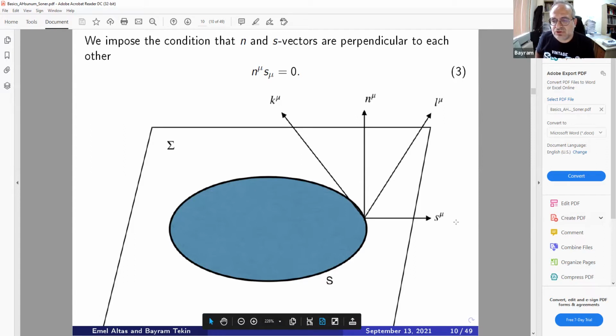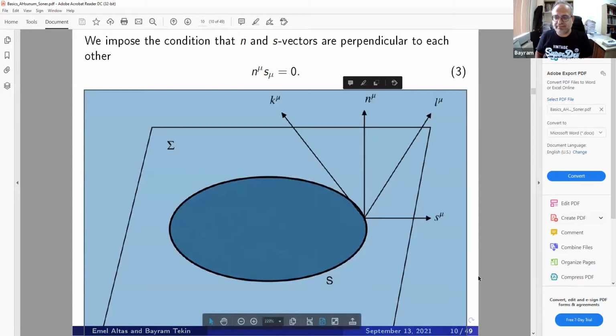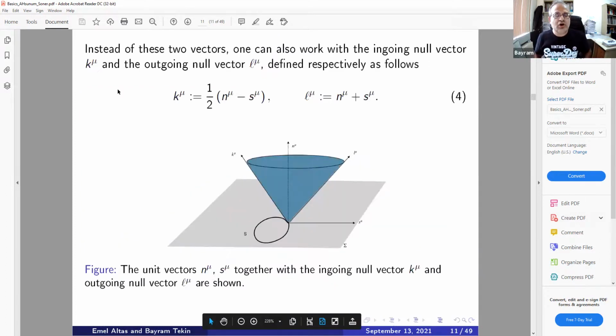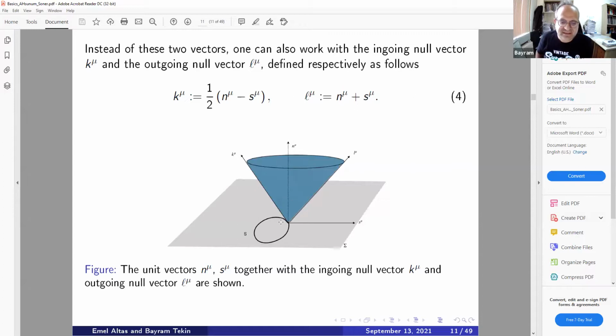Now, instead of n mu and s mu, I could use k mu and l mu, which I will use, okay? So instead of these two vectors, n mu and s mu, I use k mu and l mu. These are null vectors, and there's a nice picture here, k mu, l mu, and l mu is outgoing null, k mu is ingoing null.